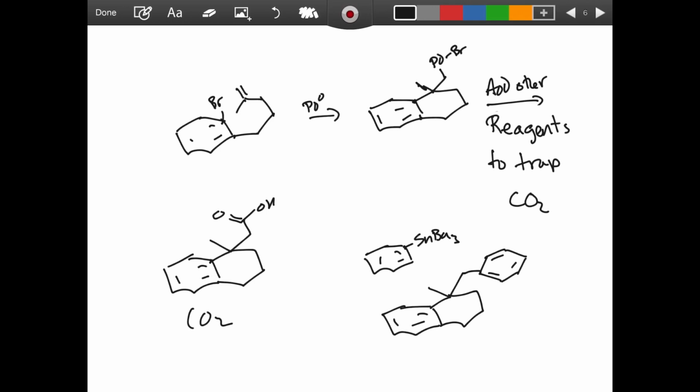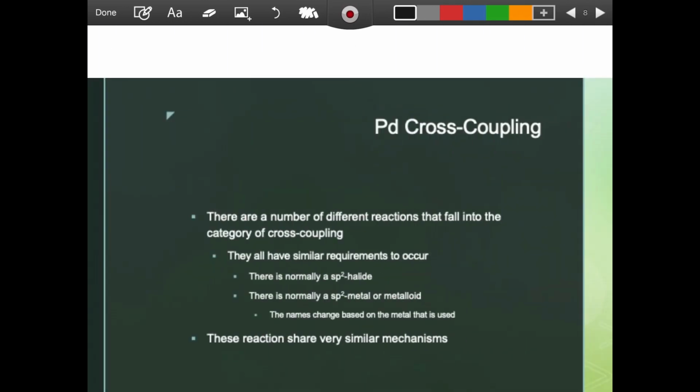All right, so we're going to talk about palladium cross-couplings now. So palladium cross-couplings, right, are when you take two things. So we were kind of generic before: you have an aryl halide, an aryl or an sp2 hybridized halide, and then a metal or metalloid.